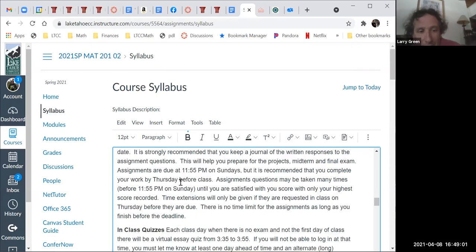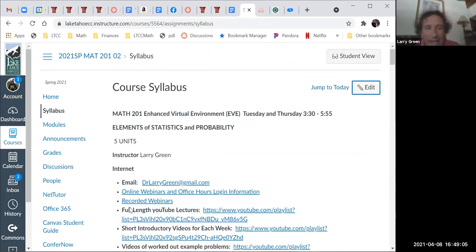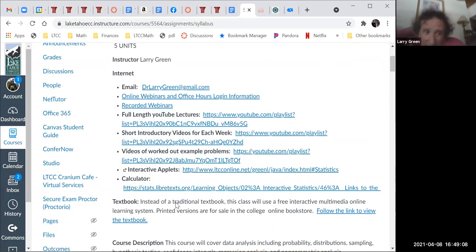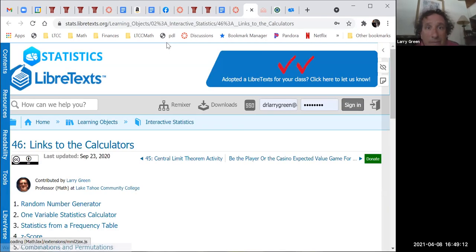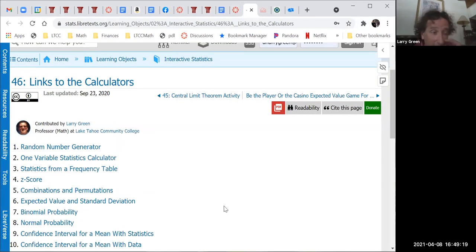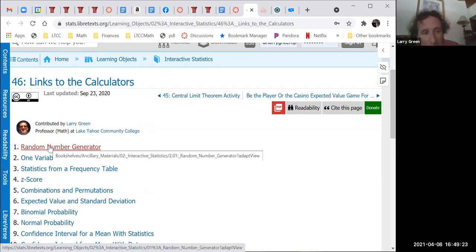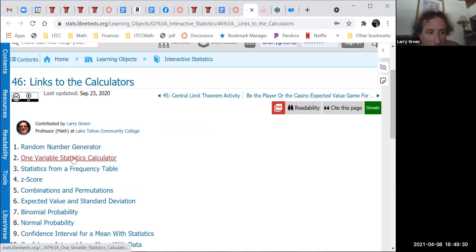Okay. Grab it. Okay, so now it's on the syllabus. And if I go to calculator, it'll open up this links to calculators. And we're at the beginning of the class. There's a random number generator that we won't use too much, but if you want to do some random sampling, use the random number generator. That's why I put it first. But one variable statistics is what I want.